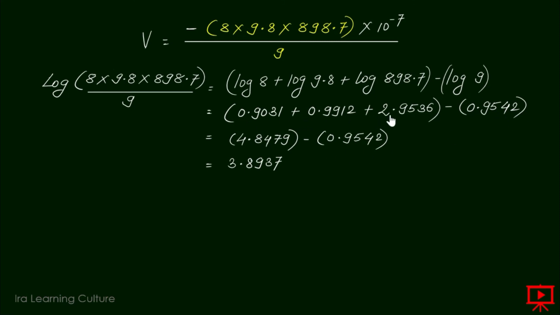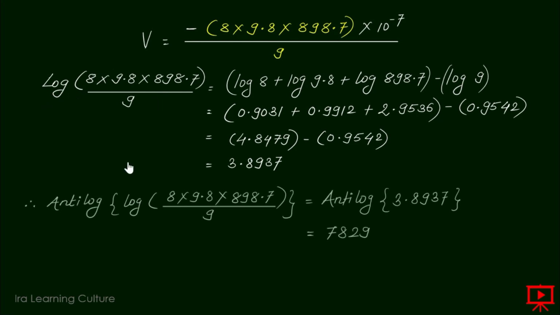By adding these three terms, we will get 4.8479 minus 0.9542. By subtracting 0.9542 from this term, we will get 3.8937. Now this is the answer for log of this term. So let's find the antilog of this term. So antilog of this number, which is 3.8937, and its answer is 7829.